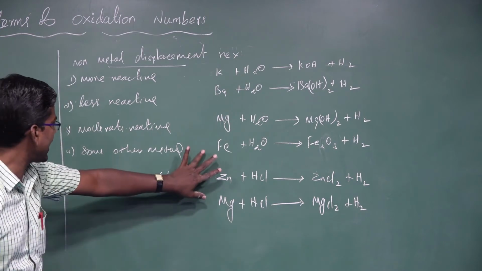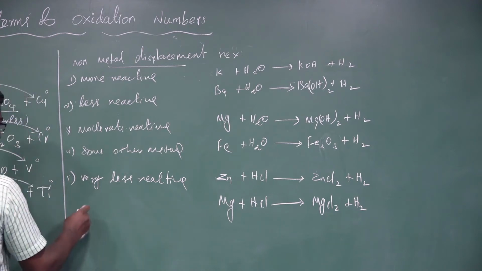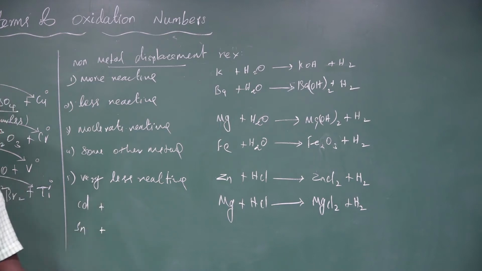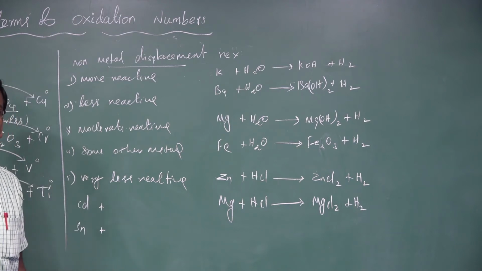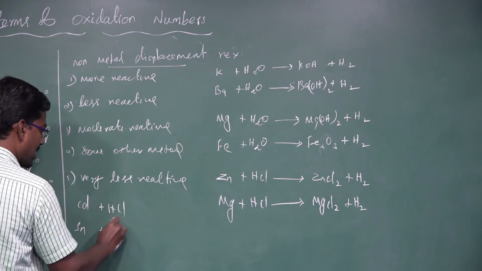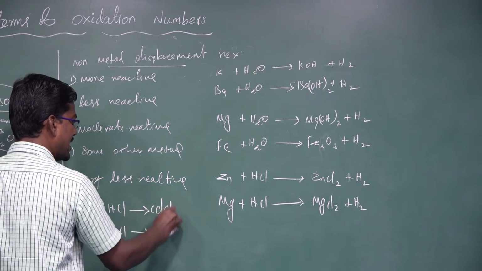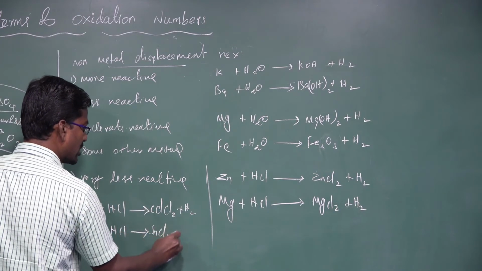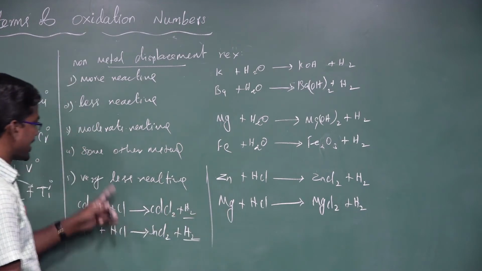Another group of moderate reactive metals: cadmium, Cd, and tin, Sn, do not react with cold water as well as steam, but easily react with dilute acids to liberate hydrogen gas. With dilute hydrochloric acid, HCl, they form cadmium chloride, CdCl2, and stannous chloride, SnCl2, with liberation of hydrogen gas.